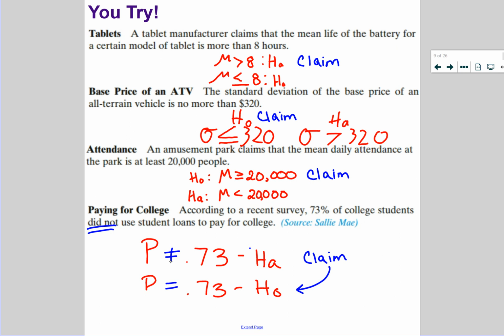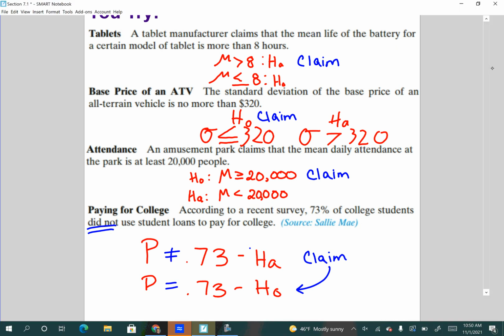Okay. All right. So that is it. You guys can get started on Math Excel, and I will do the cell phone lotto.